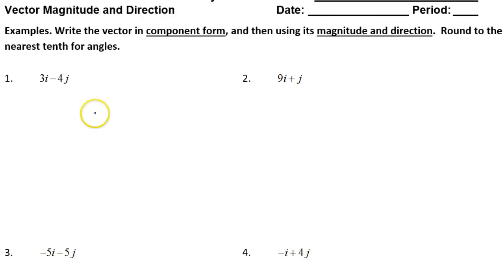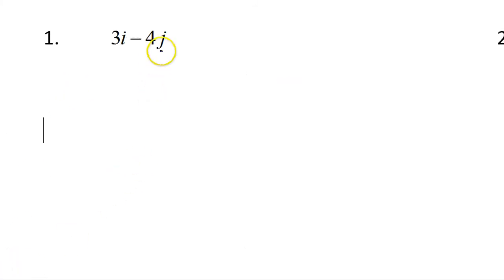In this video, we will write each vector in component form, and then we will state the magnitude and direction. This is unit vector form. For number 1, component form would simply be 3, -4.